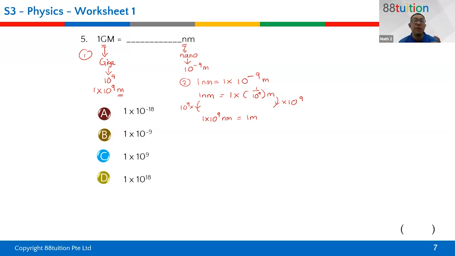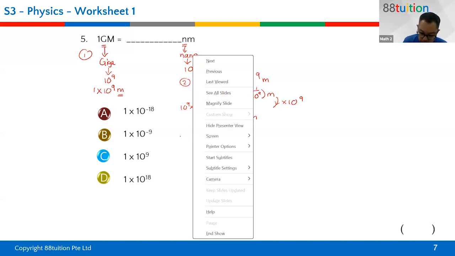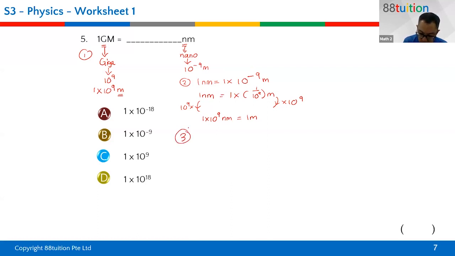The steps should be relatively the same. The numbers will always change because it depends on the question. All right. So next step is, 1 times 10 power 9 meters is 1 times 10 power 9 times 1 meter. So instead of 1 meter, I write nanometer because the question requires me to convert to nanometer.